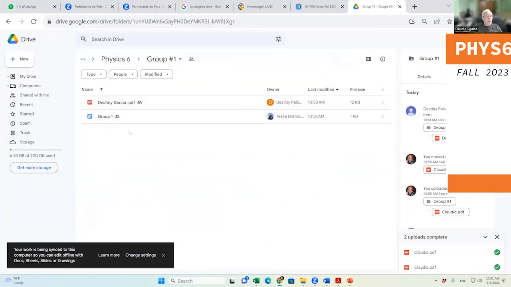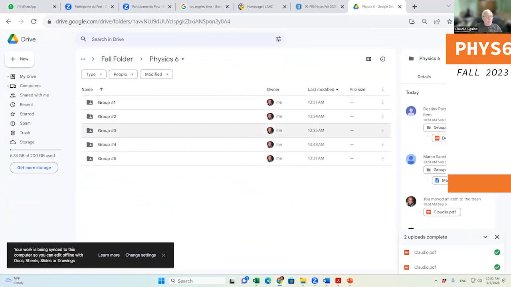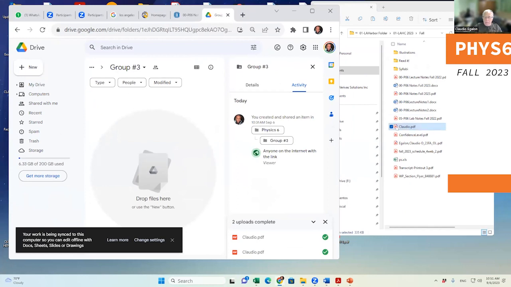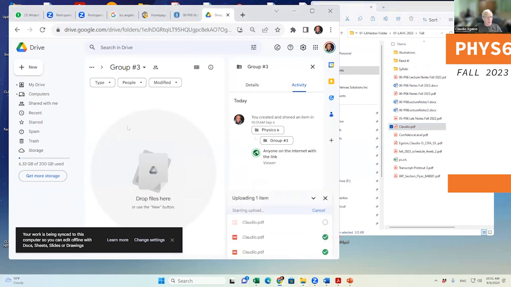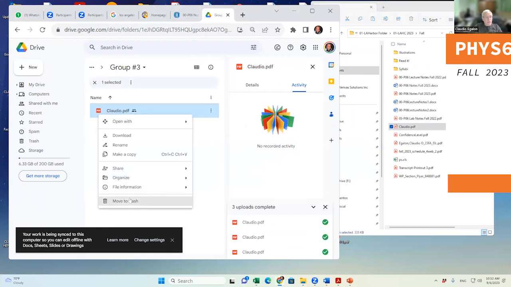Let's see, group 1, did you? Yeah, Destiny did it. Tessa did it as well, right, Tessa? Now I need the other student in group 1 to do the same. Group 3, let's see. Okay, group 3, click, drag and drop. I'll do that myself. Here you go. My file, Claudio, right? Click, drag and drop into your folder. Now my file, which is my critics notes, is in there. I will remove it.